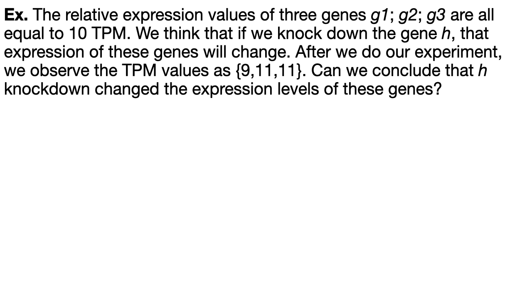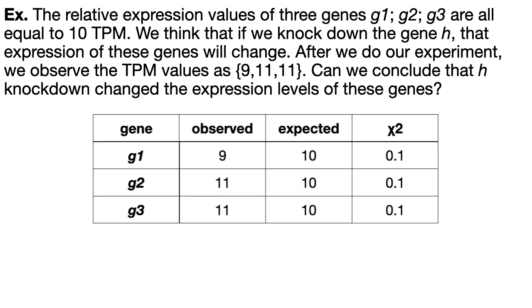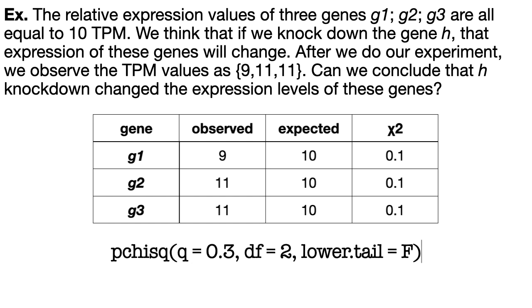What we can do is calculate the chi-squared statistic for each of these genes. Their expected value is 10, and their observed values from our experiment are 9, 11, and 11, but the chi-squared values all come out to 0.1. Because the sum of these chi-squared values follows a chi-squared distribution, we can apply the chi-squared distribution in R for observing a total sum of squares of 0.3. Our degrees of freedom is 2 because we have 3 samples.